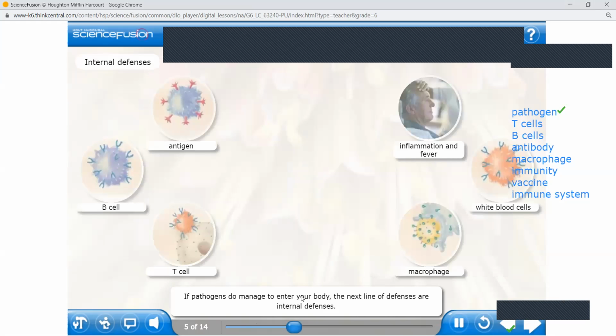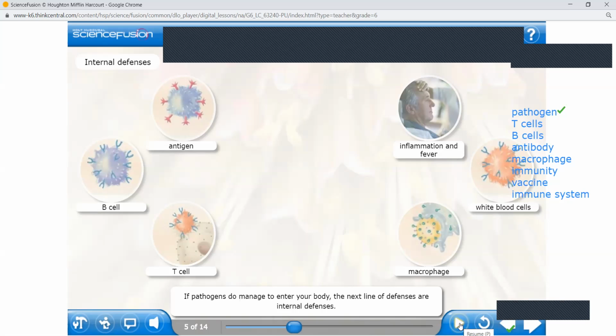If pathogens do manage to enter your body, the next line of defense is internal defenses. We will talk about internal defenses. As I told you, internal defenses are controlled by white blood cells. That's very important. WBC, white blood cells. Next, tonsils. I told you tonsils are present, which cannot let the bacteria enter inside the body. It is a pathway from the esophagus.